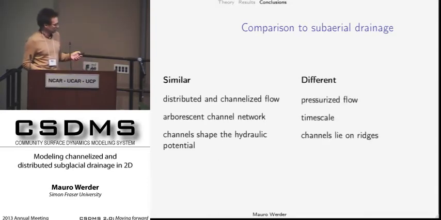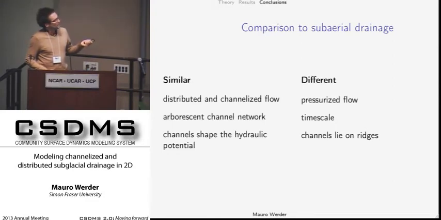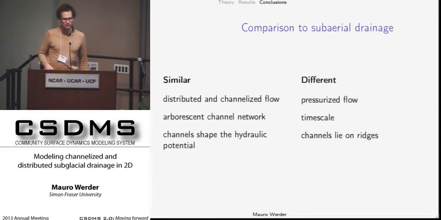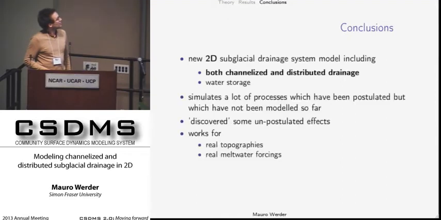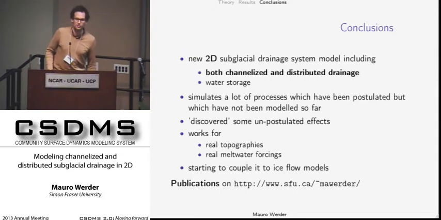But there are differences. It's pressurized flow for the subglacial drainage. The time scale is much different. For landscapes to evolve it takes thousands of years, whereas here we're talking about a month. And some of the channels can actually lie on ridges as well, which is not really what you can see in subaerial drainage. And I think I'll just pop up these conclusions here, and if you have any questions.